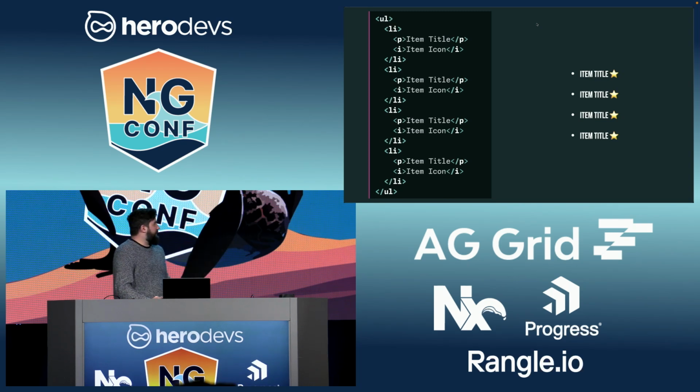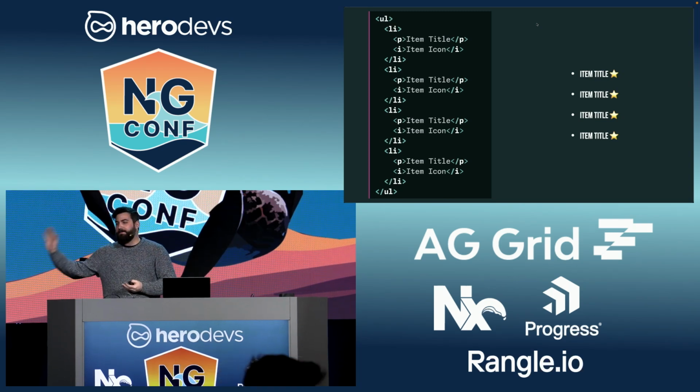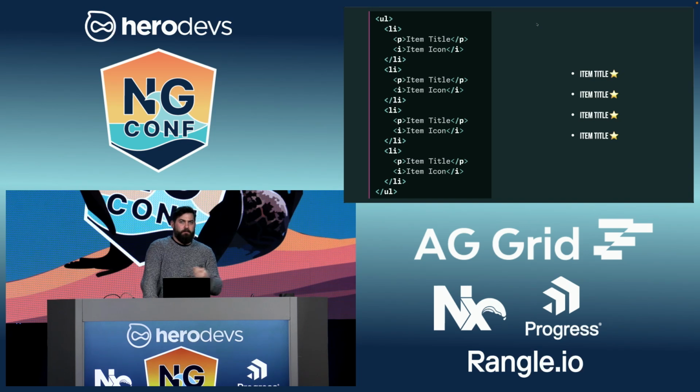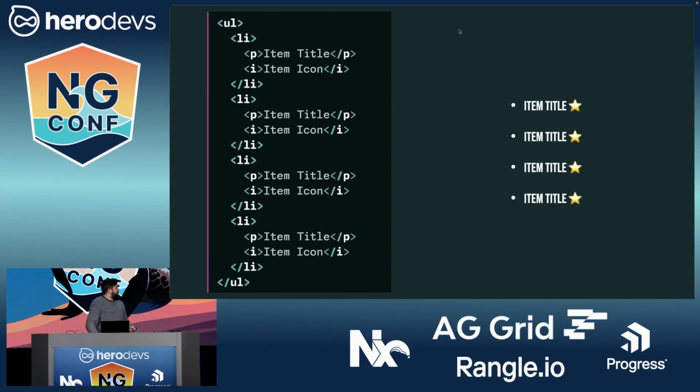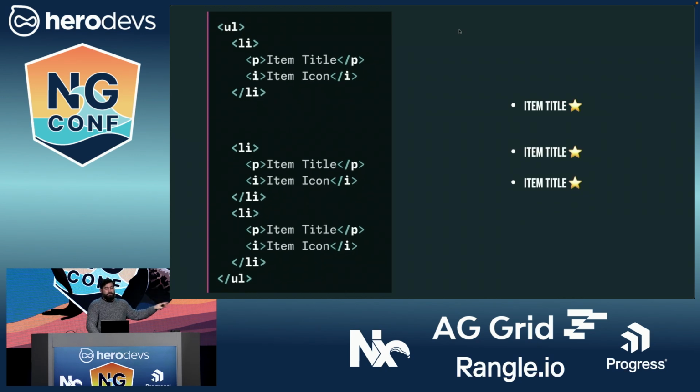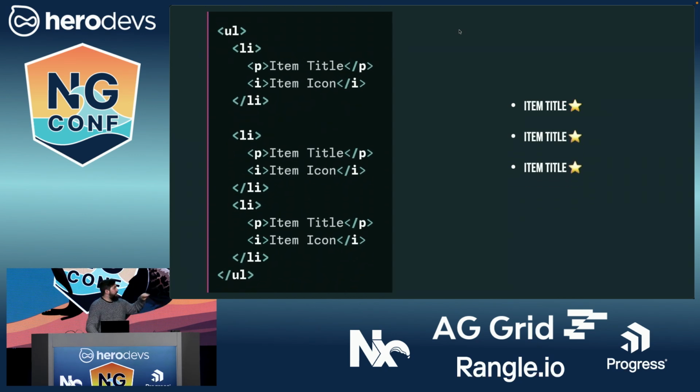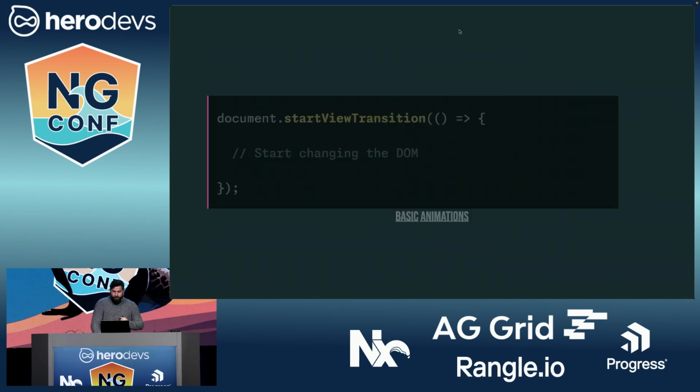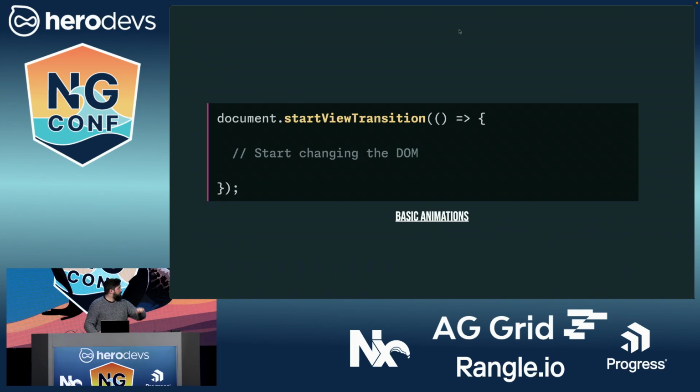Let's take this little example. We have an unordered list, we have a couple items, maybe we want to remove an item. With view transitions, we can coordinate this, so anytime we remove an item from this list, we can animate that change. That way, all of our list items gently move up, and we can track how items are being added and removed from the DOM.